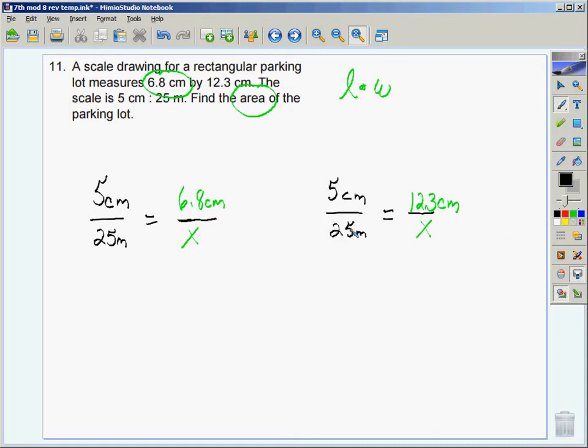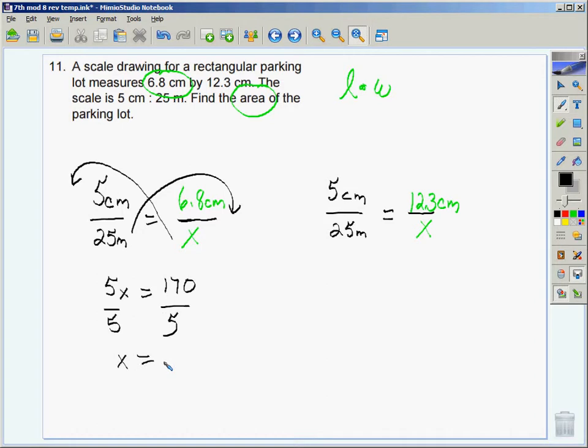width. To solve this, we would cross multiply. 5 times x, 5x. 25 times 6.8, 170. What would I do to solve for x? Divide by 5. 34.